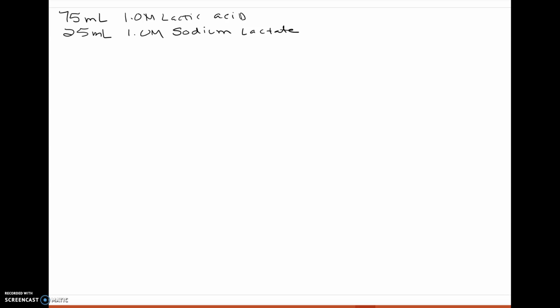Okay, lactic acid is a weak acid and sodium lactate is its conjugate base. Because we have a weak acid system with its conjugate base, we have a buffer. For buffers, we can calculate the pH using Henderson-Hasselbalch. pH equals pKa plus the log of A minus over HA. And we can put moles in, moles of A minus and HA.